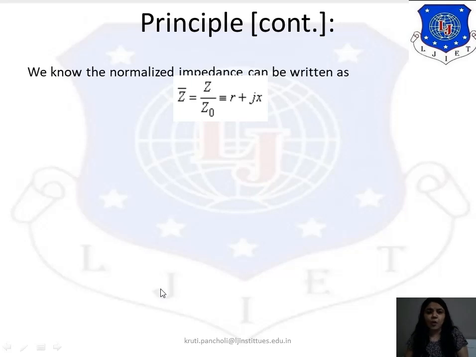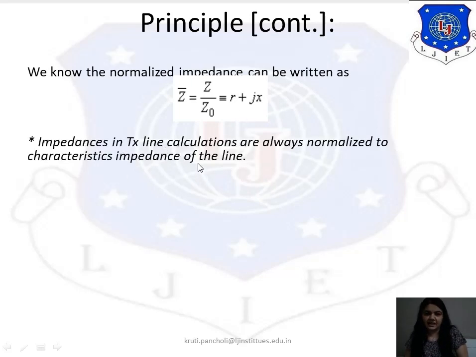While you are solving problems related to impedance matching using the Smith chart, the first step we need to perform is, whatever impedance values are given to us, first of all convert them into the normalized value. The normalized value is Z bar equal to Z upon Z0, and this impedance consists of the resistance and the reactance, R plus jX. Impedances in transmission lines are always normalized to the characteristic impedance of the line.